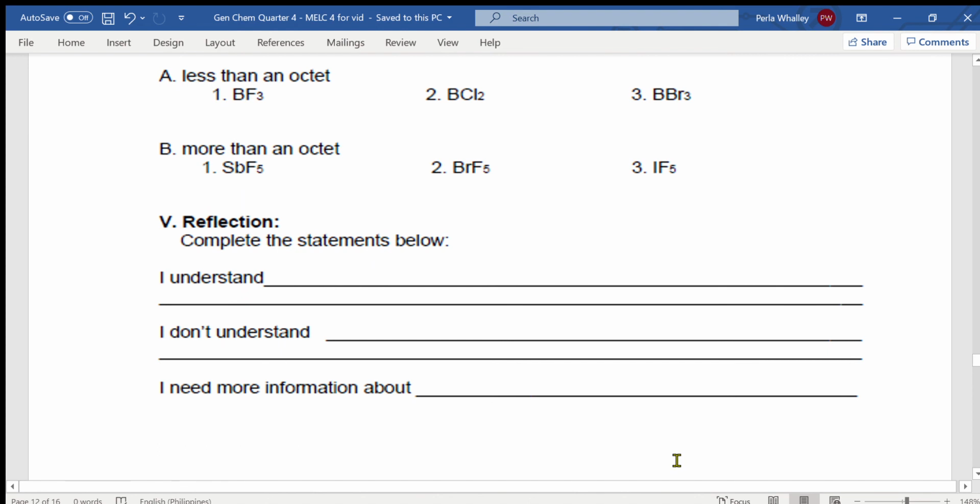Complete the statements below. I understand. I don't understand. I need more information about.